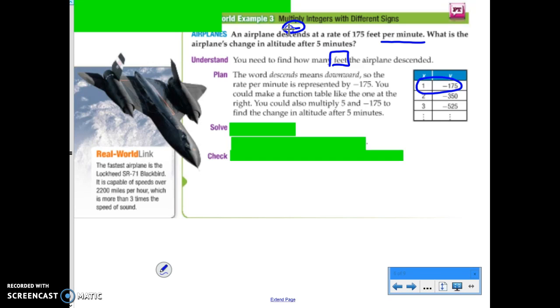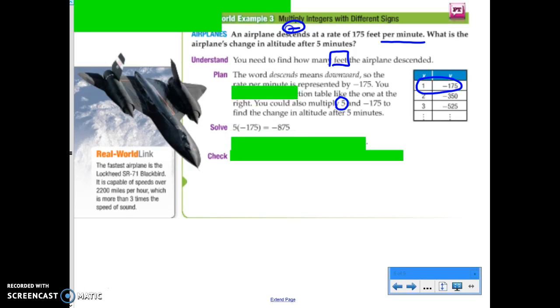Here they've created that function table that shows that for every minute that passes, we're going to decrease or descend more by another 175 feet. You could also multiply 5 and negative 175 to find the change in altitude after 5 minutes, because each minute is 1, and so 5 minutes would be 5.